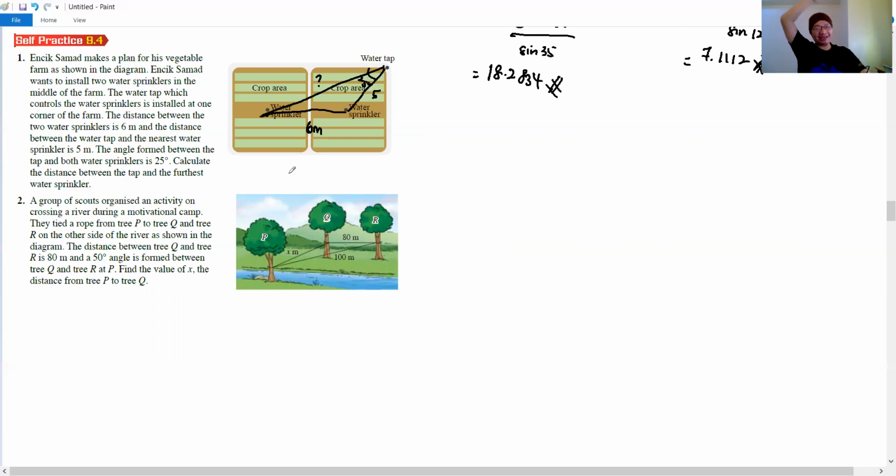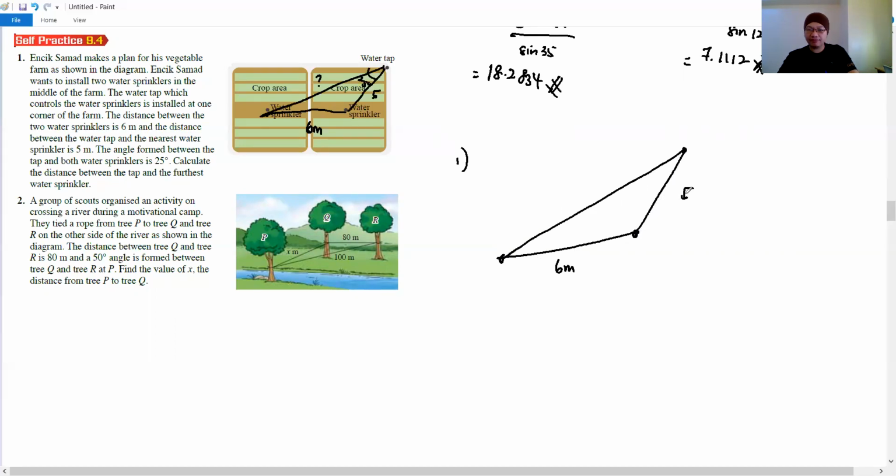Okay, diagram ni tak cantik, and let me draw again. So for the first question, actually, we got it like this. This is the distance between the two water sprinklers, which is 6 meter. And this is the distance between the nearest water sprinkler to the water tap, which is 5 meter, and the opposite angle between both sprinklers to the water tap is 25 degrees. We want to find x here, the distance from the water tap to the furthest water sprinkler.